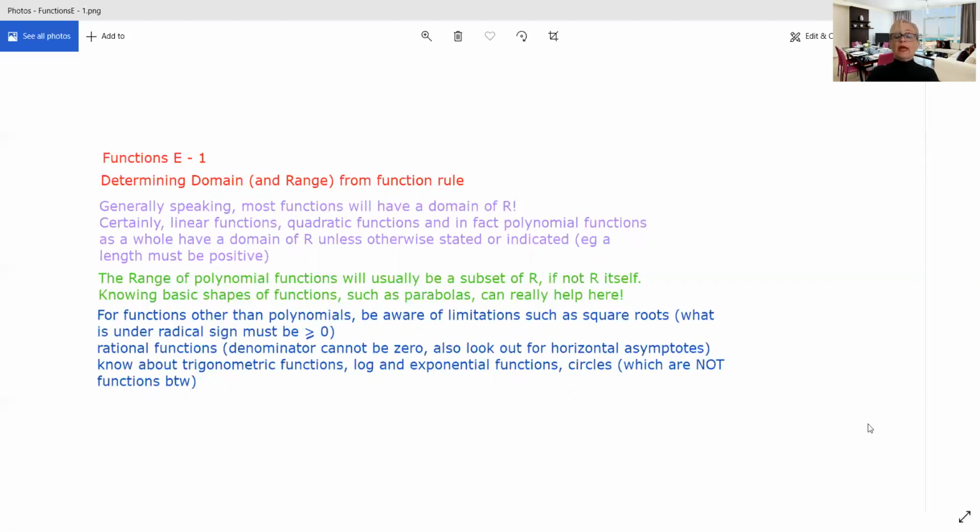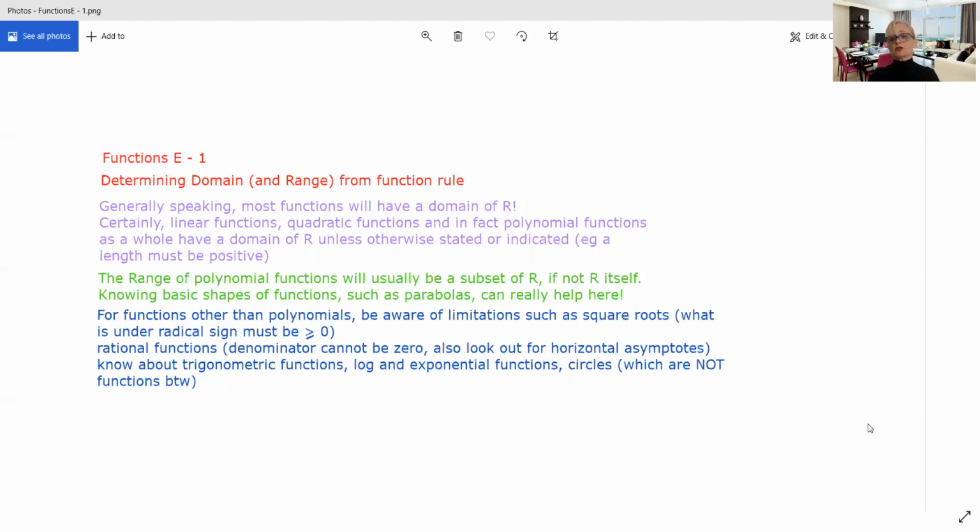The range will depend a bit on what sort of function it is. If you have a parabola, then obviously it's either going to have a local minimum or a local maximum, and that will determine your range. For functions other than polynomials, the sorts of limitations you need to be looking for are things like square roots. Anything under a square root sign must be at least 0, greater than or equal to 0.